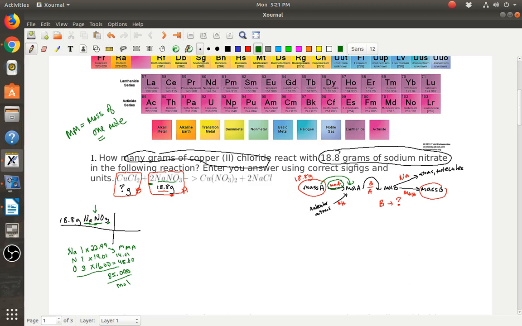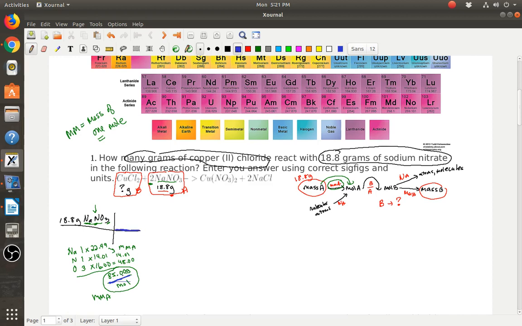See, 3 times 16 is 48. Then we have the 14 and the 22.99. We get this number. This is the molar mass of molecule A. And remember that this line is this line.